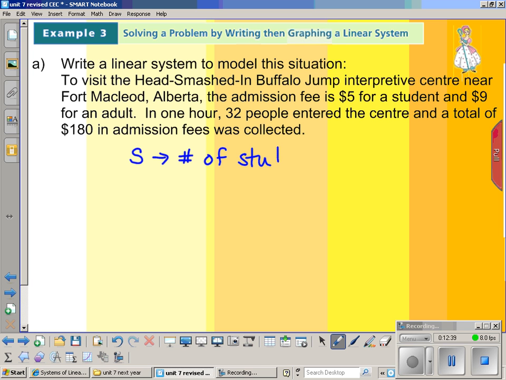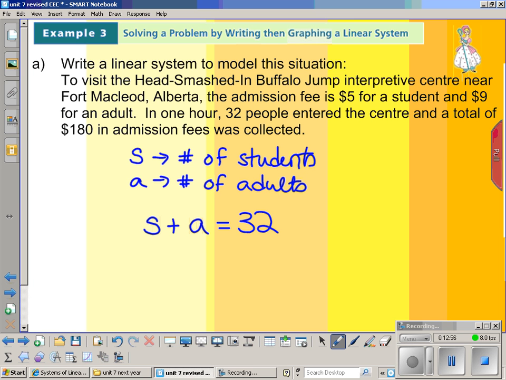The next thing we know is that for each student, they got $5, and for each adult, they took in $9, and they took in a total of $180. So there is your linear system. So I'm just going to rewrite those.